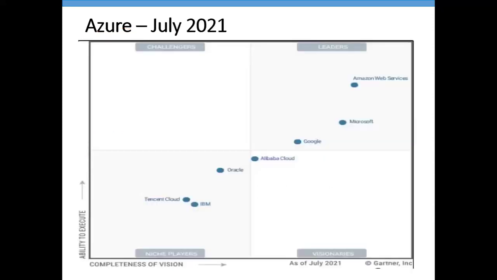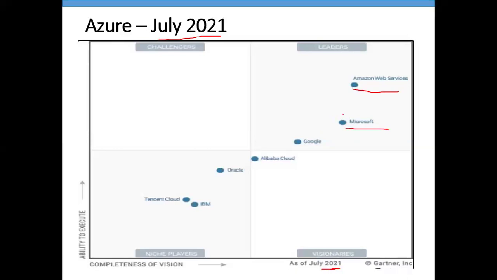Now, next thing. What we are able to see right now is actually a market review we are getting every year. This is what we got in July 2021. This is the position of AWS. This is the position of Microsoft we have.